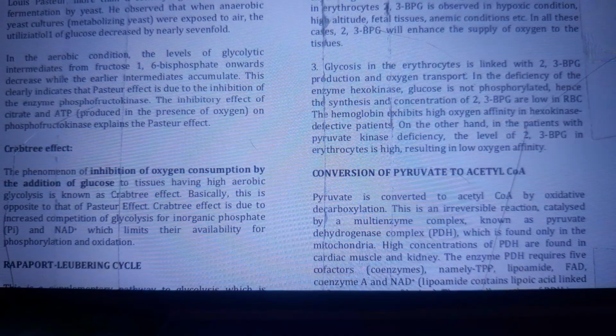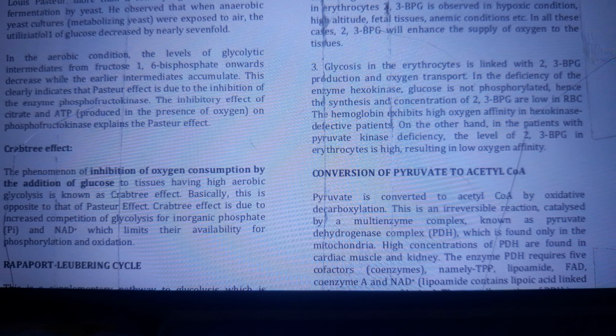Pasteur effect. The inhibition of glycolysis by oxygen, the aerobic condition, is known as the Pasteur effect. This effect was discovered by Louis Pasteur more than a century ago while studying fermentation by yeast. He observed that when the anaerobic yeast cultures metabolizing glucose were exposed to air, the utilization of glucose decreased by nearly 7-fold.